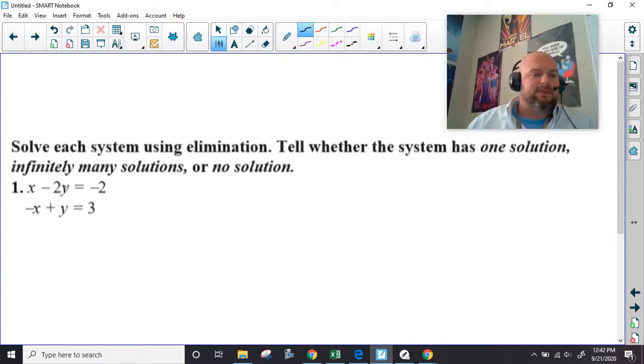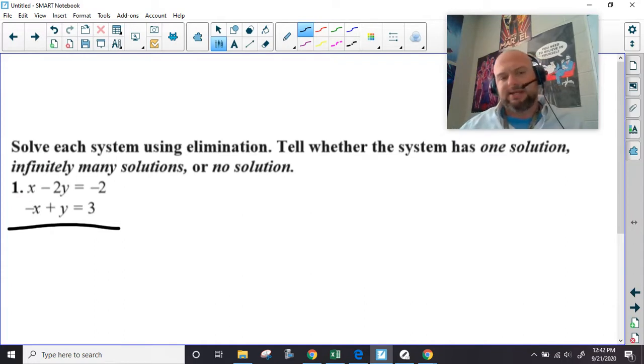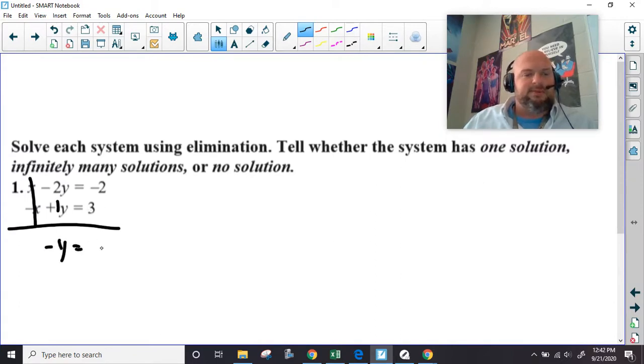All right, if we look here at number 1, our x's are lined up and y's and constants. Now, I don't like saying the phrase adding the equations. I like saying combine them because sometimes you'll add in certain columns and sometimes you will subtract. So just kind of pay attention. So x minus x, well, that goes away. We have negative 2y plus 1y. That's a 1. So we get negative y. Negative 2 plus 3, negative 1. Negative 1. All right, so y equals 1.